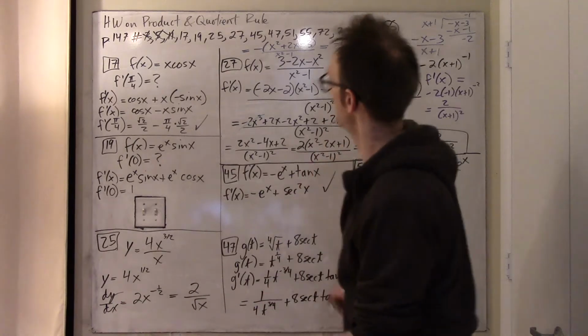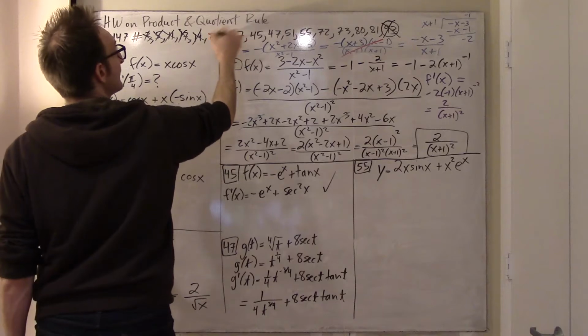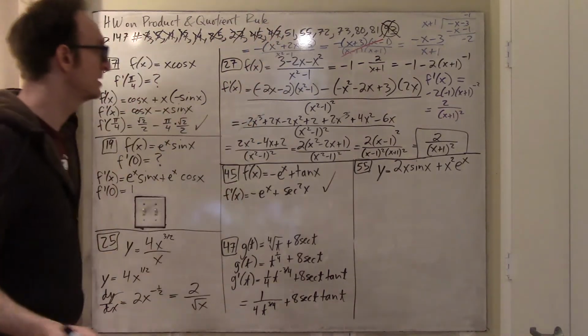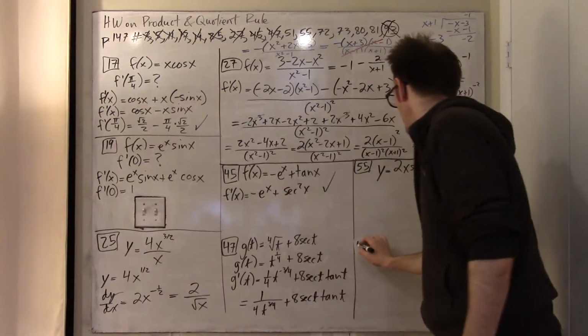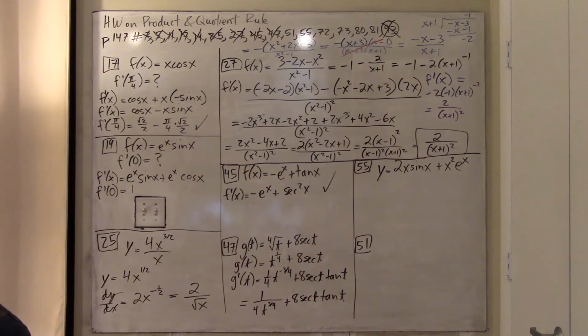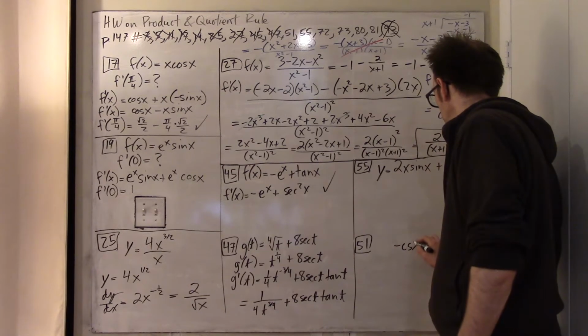Okay, so wait, what have I done here? I did 17, 19, 25, 27, which took a long time, sorry about that, 45, 47. So let's do 51 right now and 55. Then I'll pause the video. 51 was negative cosecant x minus sine x. Cosecant x minus sine x.